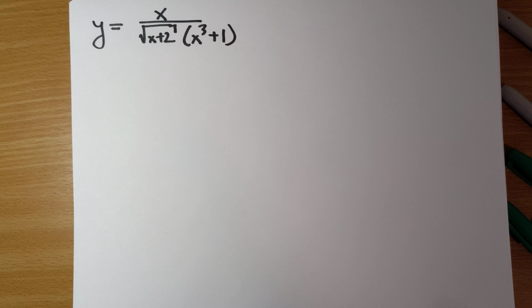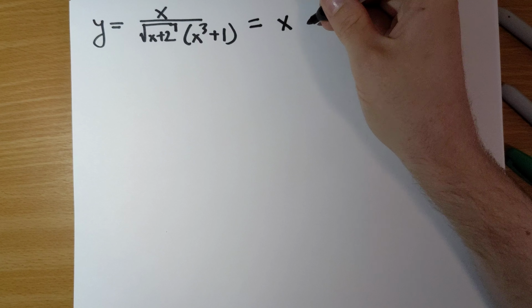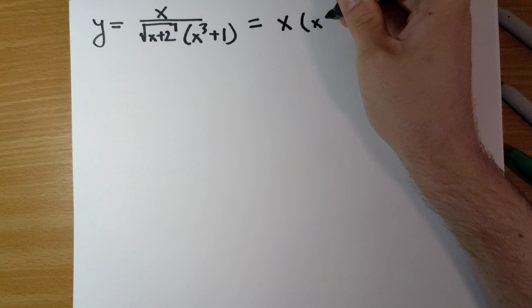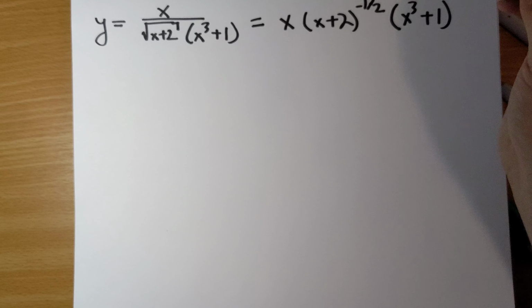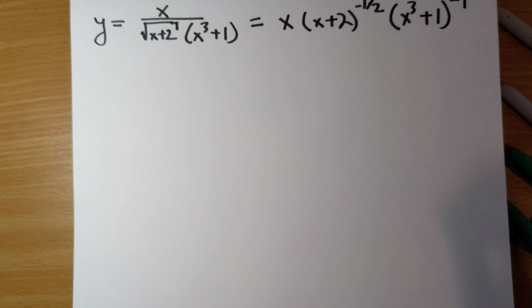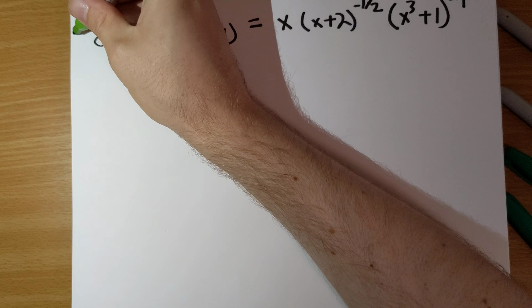Problem 47: use logarithmic differentiation to find the derivative of this expression right here. Let me rewrite this as x times, divided by the square root of x plus 2, that's x plus 2 to the negative 1/2 power, and divided by x cubed plus 1, so that's x multiplied by x cubed plus 1 to the negative first power.